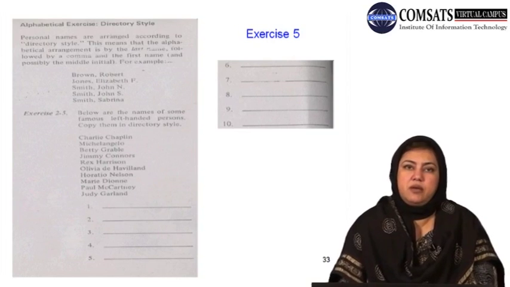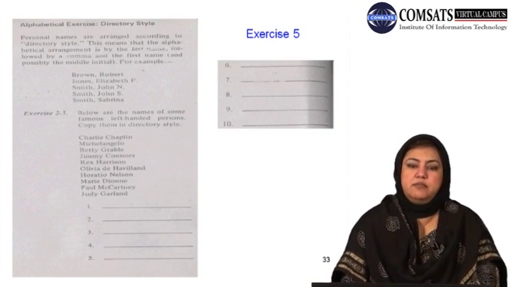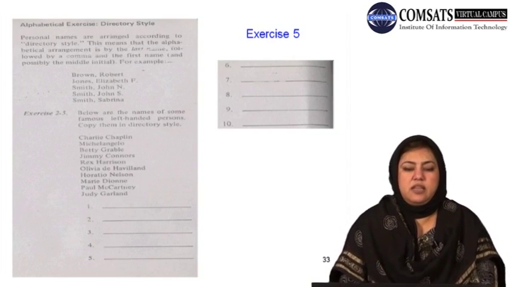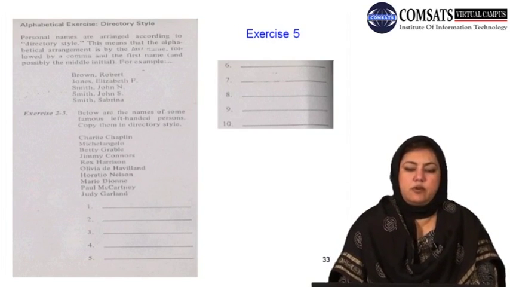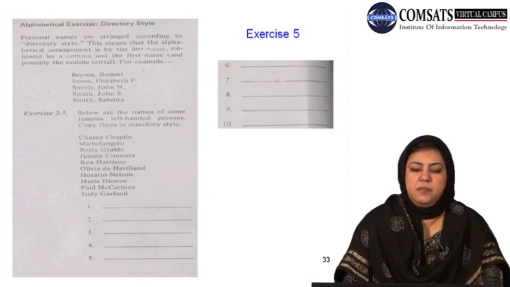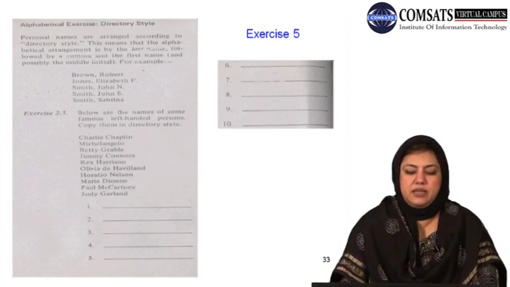You must have seen that whenever I quote, where I cite some word from somewhere, I always do the same. So for example, Brown, Robert instead of Robert Brown, Jones, Elizabeth F, Smith, John N, Smith, John S, Smith, Sabrina. So for example, the first name is Sabrina, it would come at the end, and Smith, that is the surname, would come at the beginning.